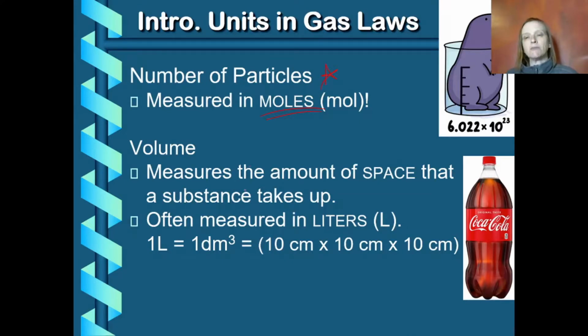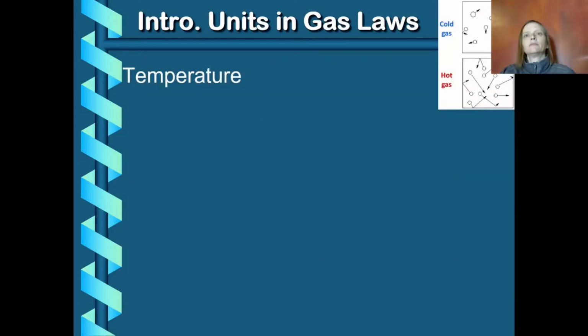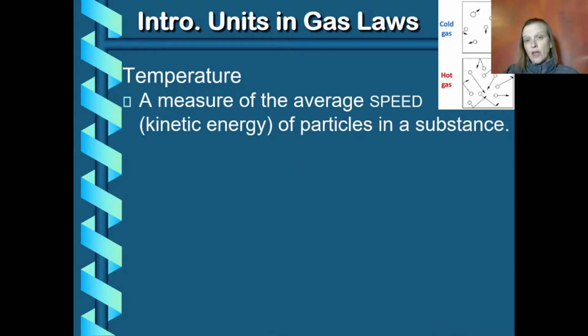That quantity is measured in liters. 1 liter is 1 cubic decimeter, which is 10 centimeters by 10 centimeters by 10 centimeters. So that's how we measure volume in the gas laws that we'll be examining. The next unit we're going to be talking about is temperature. And remember that temperature is a measure of the average kinetic energy of the particles in a substance. And the kinetic energy is related to the speed of the particles.